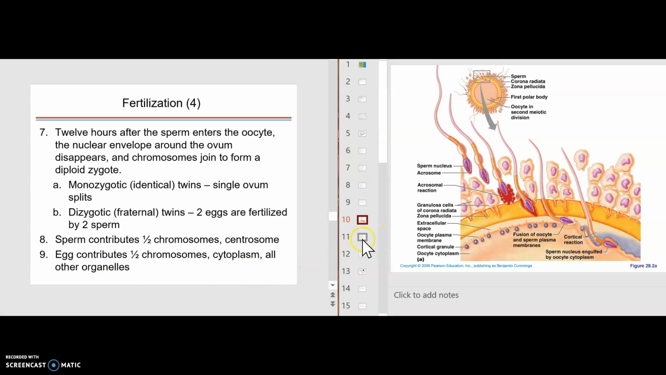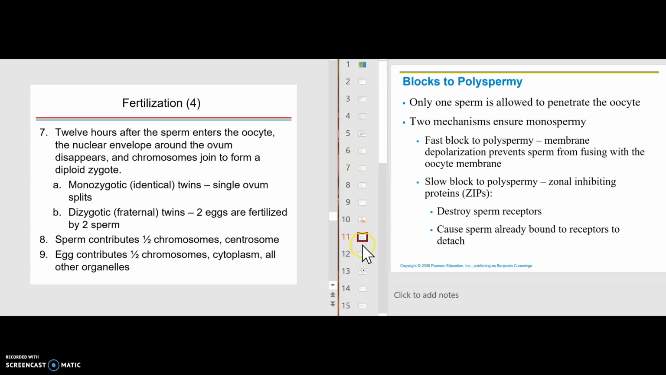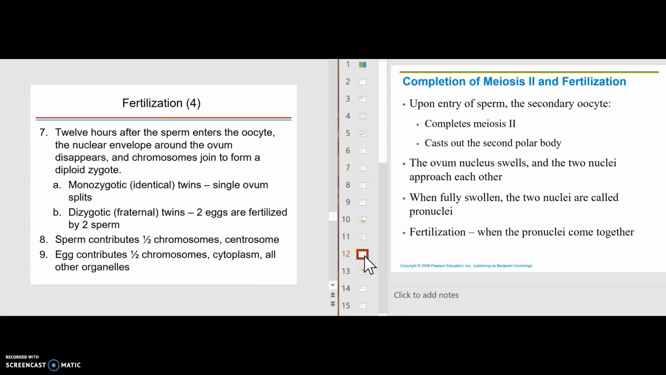Okay, let's go further. So upon entry of the sperm, the secondary oocyte completes meiosis 2, casting out the second polar body. We already cast out the one in meiosis 1, so this is now the second polar body. The ovum nucleus swells, and the two nuclei approach each other. When fully swollen, the two nuclei are called pronuclei. Fertilization occurs when pronuclei come together.